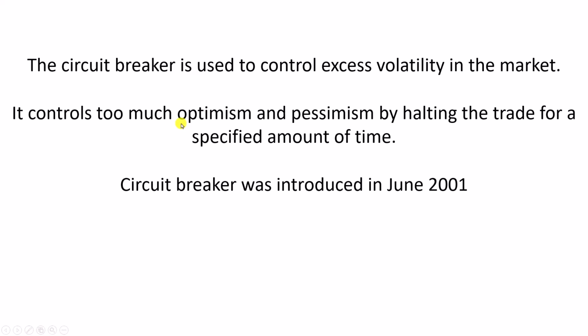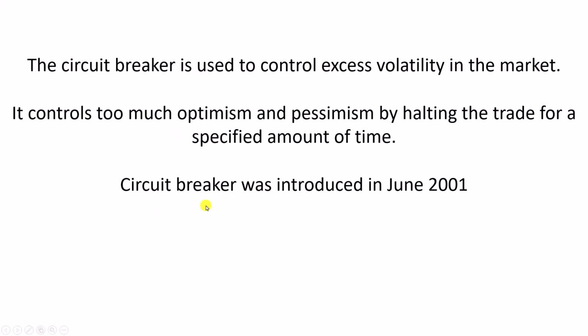Alright. So if everyone starts buying only or if everyone starts selling only, then the price of the stock will start moving only up or only down, which will damage the investor's portfolio. So to prevent that, the circuit breaker is used. Okay, circuit breaker was introduced in June 2001.